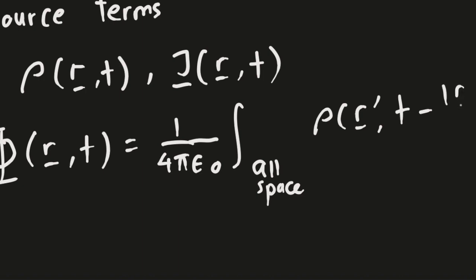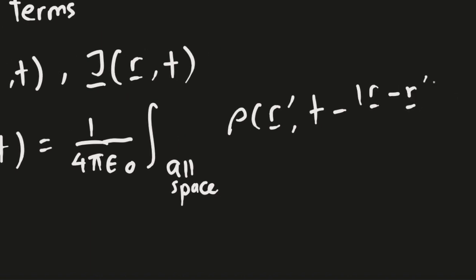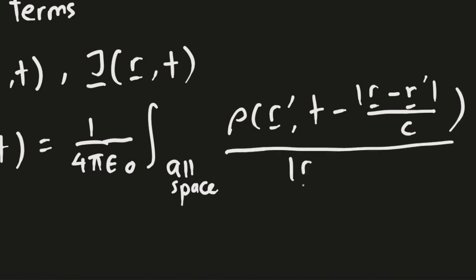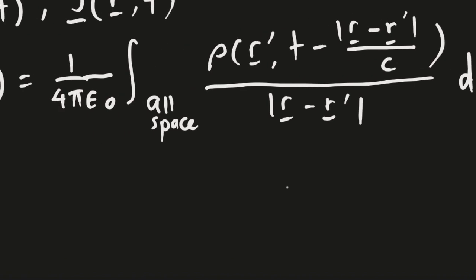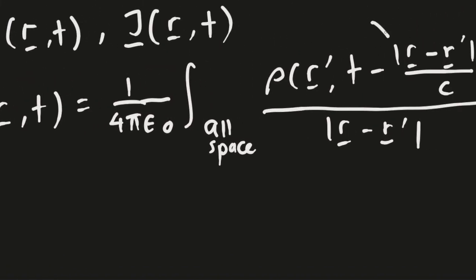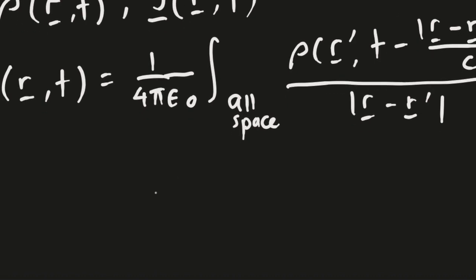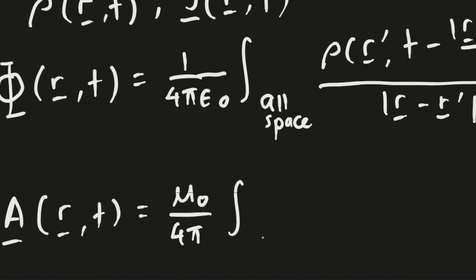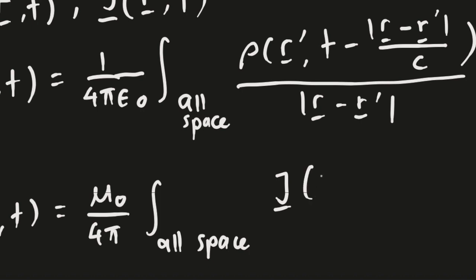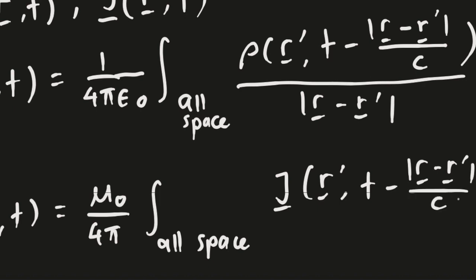Now this is a retarded time, because if you change your source term, at some distance away from the source it takes time for the change to propagate. It propagates at the speed of light, so you have to evaluate the source at some previous time. And we have a similar expression for the vector potential, J of r prime, t minus |r minus r prime| over c.